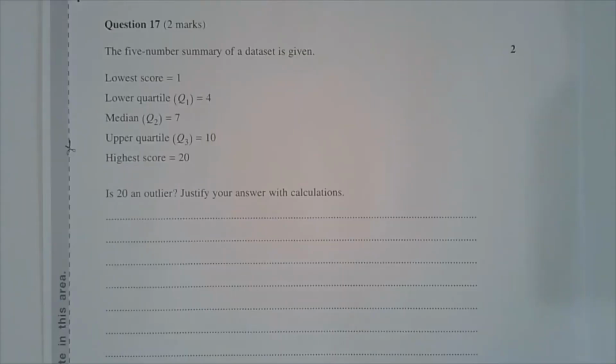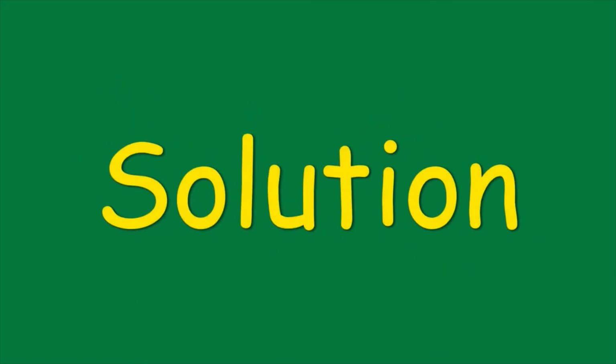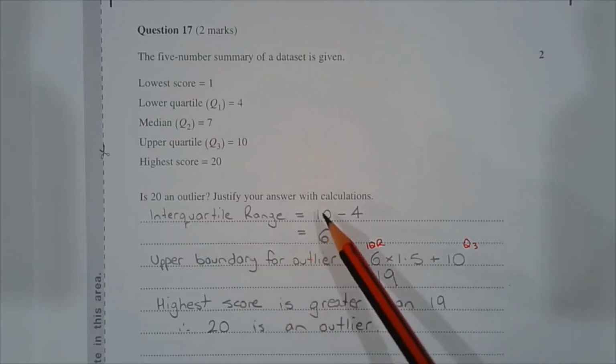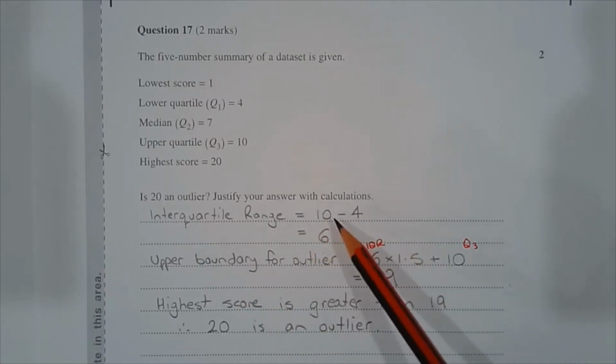Question 17. The 5-number summary of a dataset is given. Lowest score equals 1, lower quartile Q1 equals 4, median Q2 equals 7, upper quartile Q3 equals 10, highest score equals 20. Is 20 an outlier? Justify your answer with calculations. The first thing we need to work out is the interquartile range. And that's given by the formula Q3 minus Q1, or upper quartile minus lower quartile, 10 minus 4 equals 6.